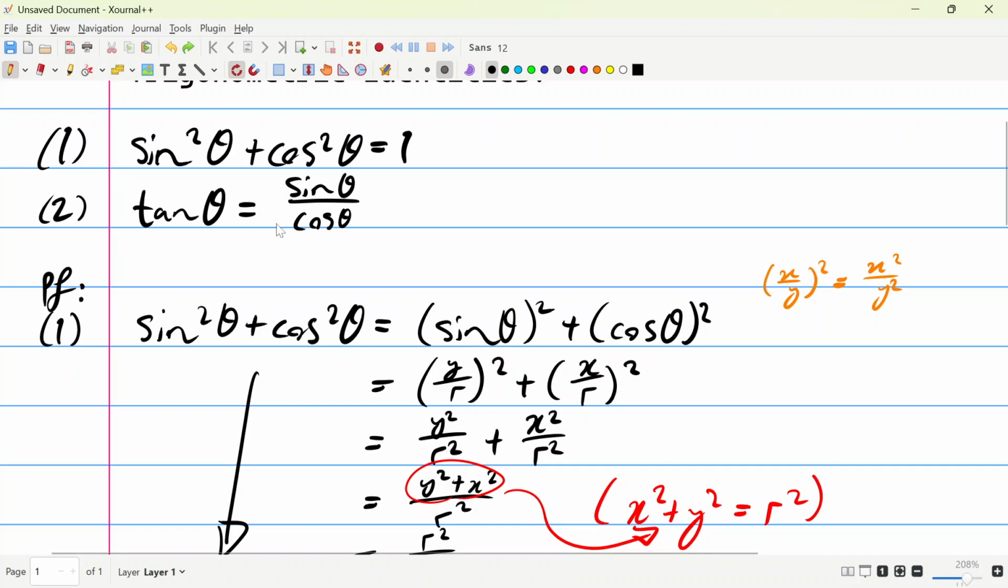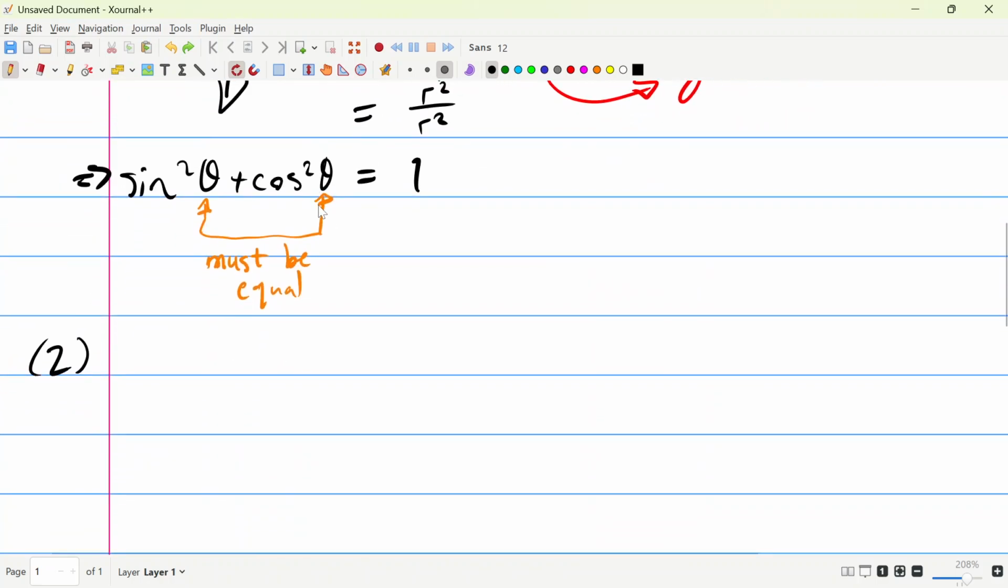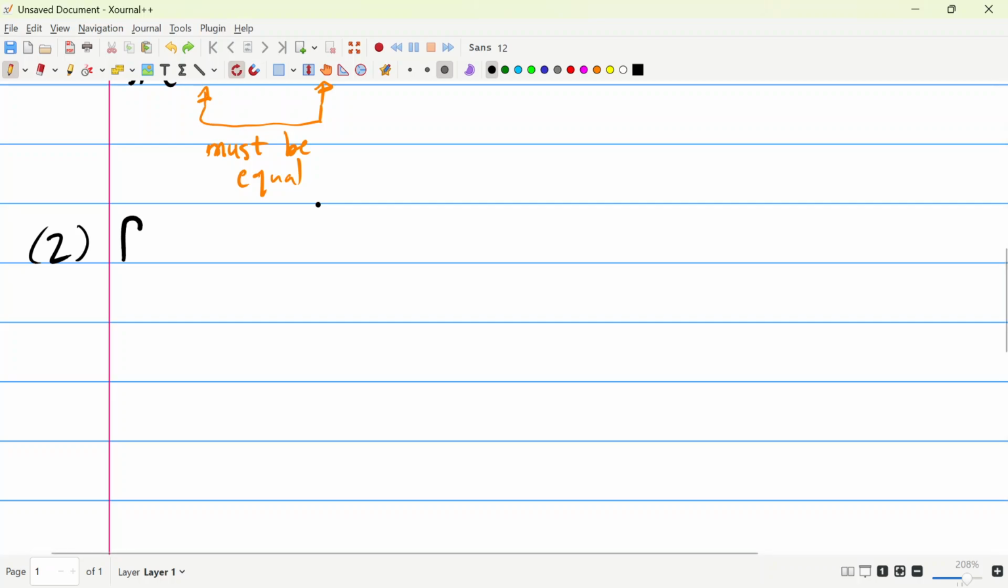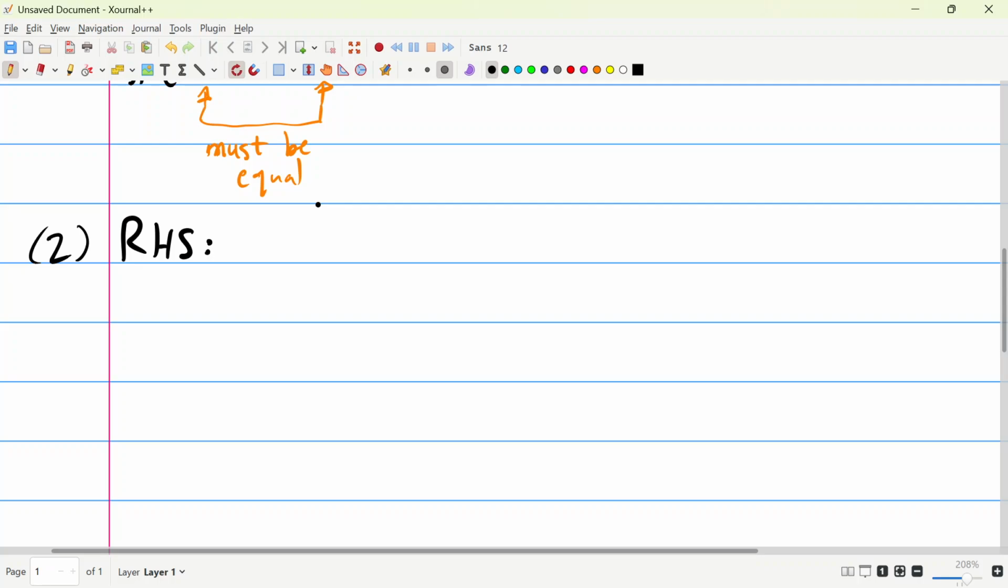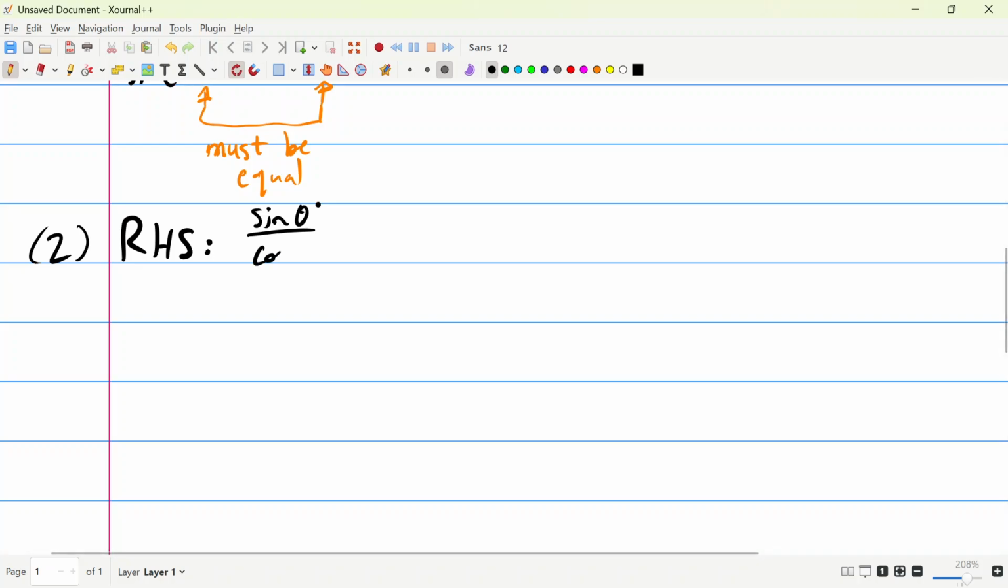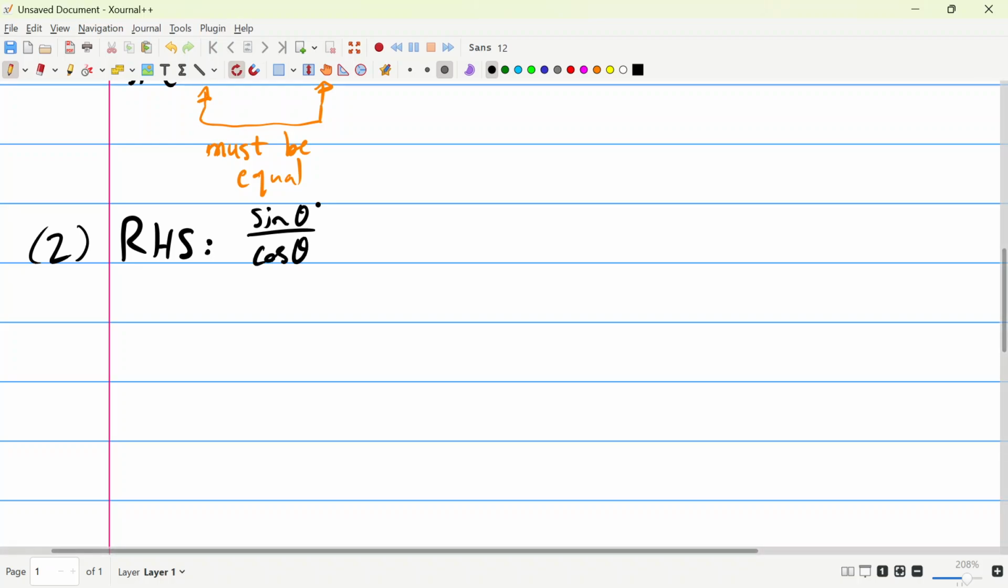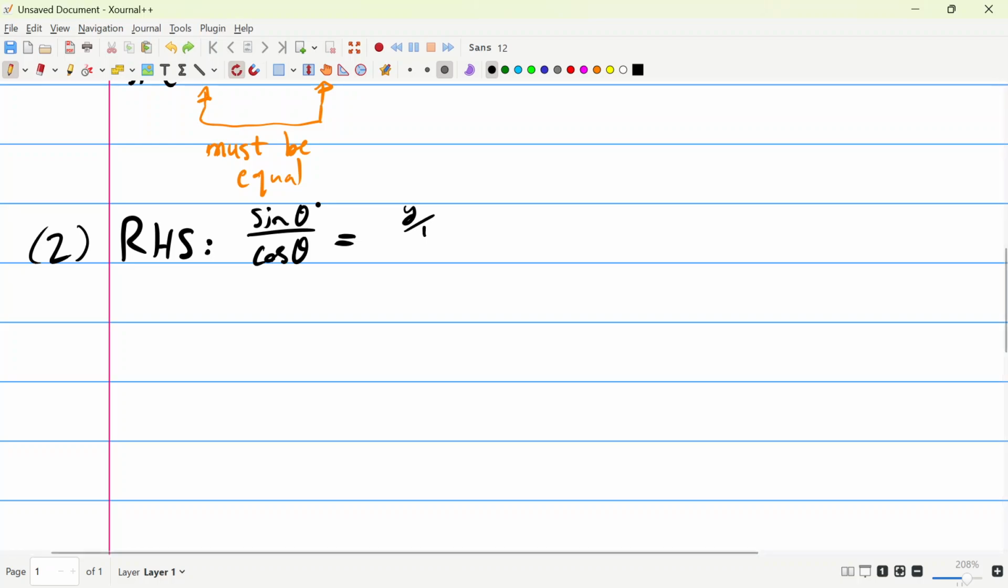So let's deal with this proof, right? We're going to do the right-hand side, okay? So what you would indicate is you would say right-hand side for the proof, obviously. And remember what we have, okay? We have sine theta over cos theta. And remember that sine theta, okay, in Cartesian plane form, is y divided by r, okay? And this is all over cos theta, which is x over r, okay?